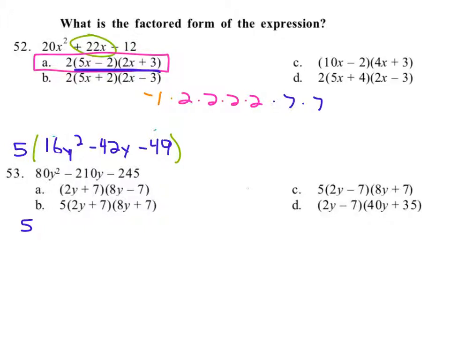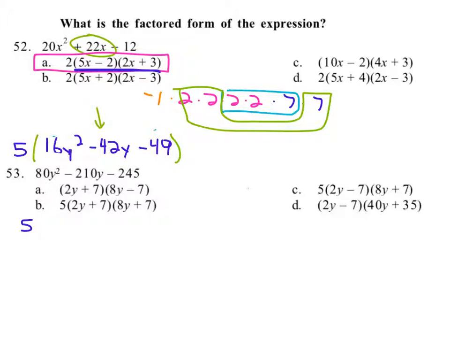But watch, if I grouped two twos and a seven together, and then grouped these two twos and this seven together, I'd basically get 28 twice, and 28 and negative 28 will cancel out to be zero. That's no good, right? We can't get a zero. We need a negative 42. And so I said, I can't group them equally like that. So what do I need to do?